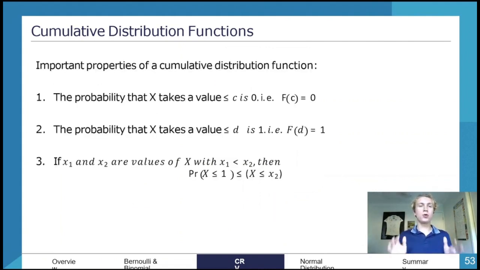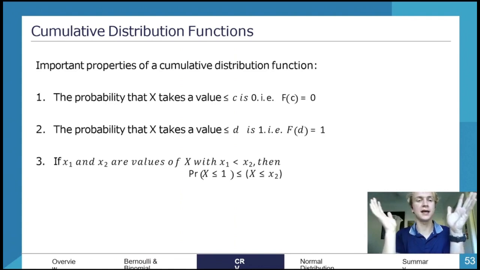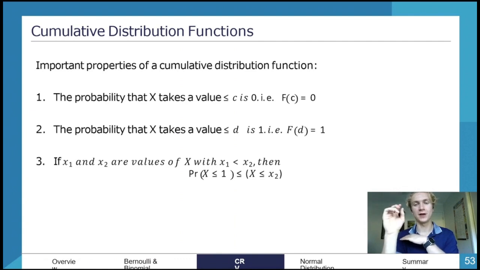Okay. Important properties of a cumulative distribution function. One, the probability that x takes a value of less than or equal to c is 0, i.e. F of c is 0. That's just saying c is the lower bound, whether that be negative infinity, 0, whatever. Two, the probability that x takes a value of less than or equal to d is 1, i.e. F of d equals 1. This is basically just saying that d is the upper bound.